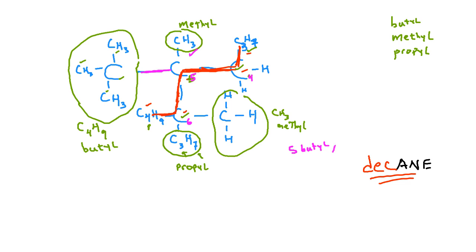5,6-dimethyl, right? Because here's a methyl, and it's connected to carbon 6, and here's a methyl, it's connected to carbon 5. And then finally, we have the propyl. See the propyl here. Then it would be a 6-propyl decane.